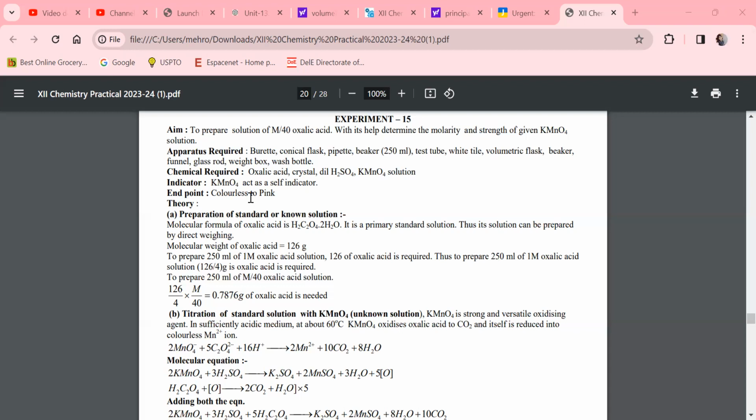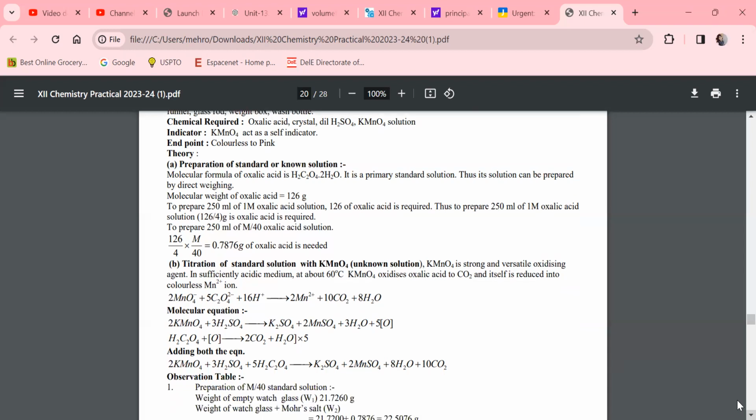it will be the end point. You have to know about the theory portion, how you will write it and how you can prepare the known solution or standard solution. First questions in the titration are: what is a burette, what is a pipette, what you will fill in the burette and pipette, why you are using the conical flask, what indicator you are using, and what will be the end point. By the end point, you should know that the reaction is complete by the addition of KMnO4 or oxalic acid.